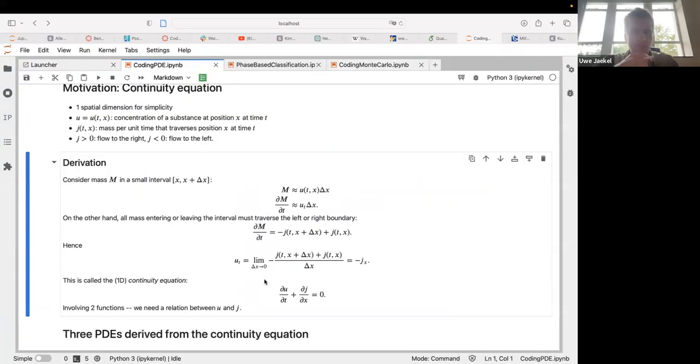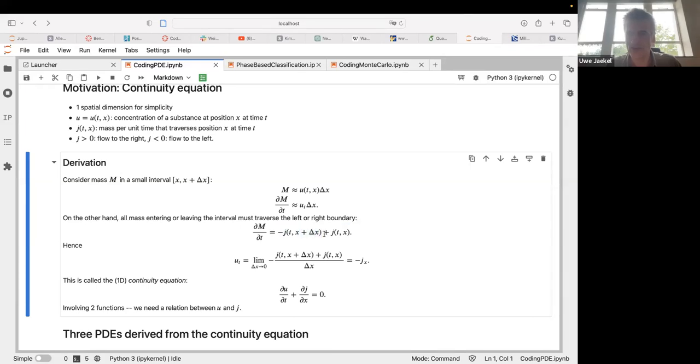What does this mean? All mass entering or leaving the interval must traverse the left or right boundary. So how much mass per second will enter over the left boundary? It's J, the mass flow at the left boundary. And from this, we subtract the flow at the right boundary.